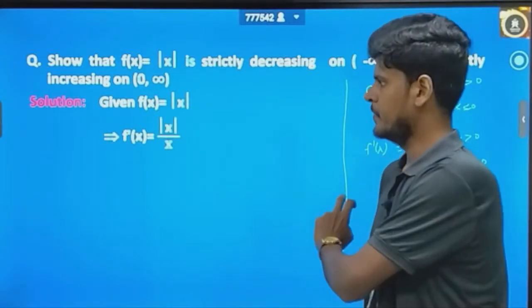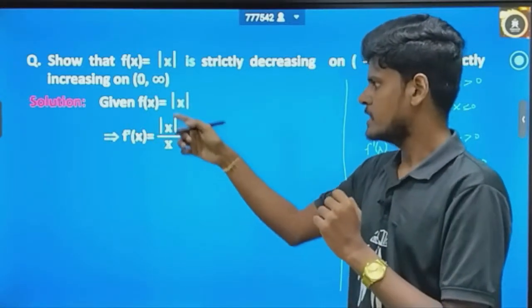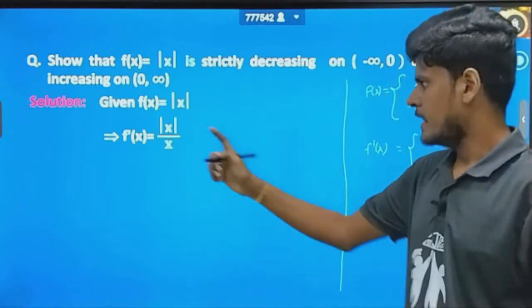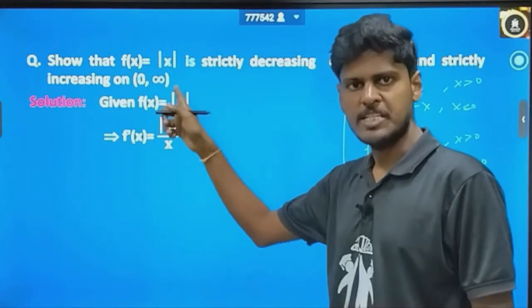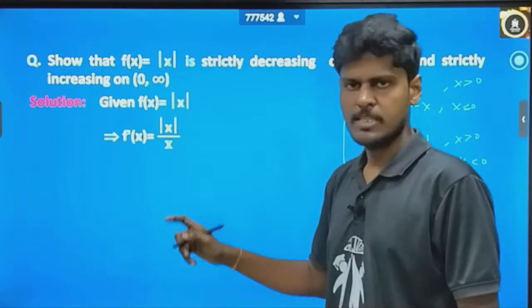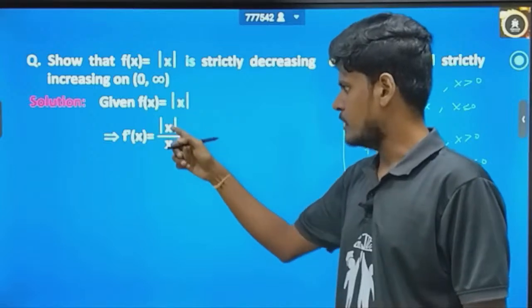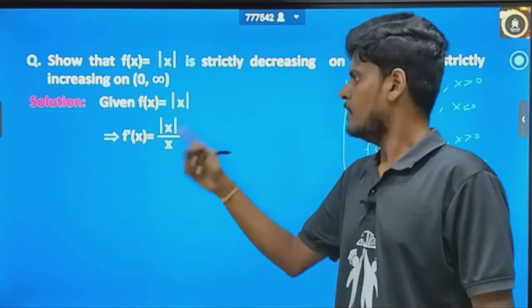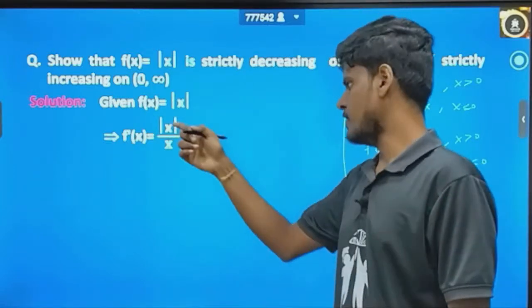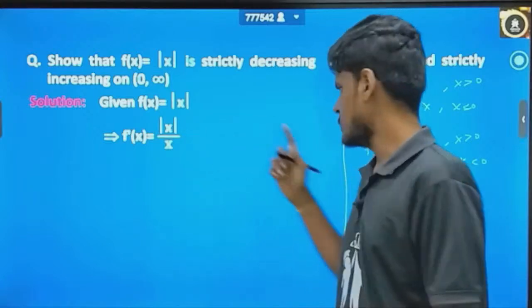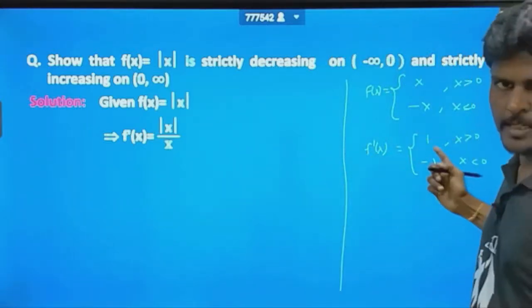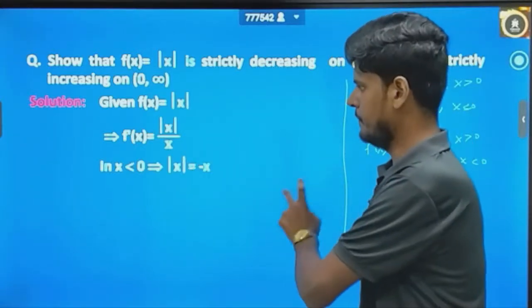Now we will see the solution. What is f dash of x? That is equal to mod x by x. And again we can write f dash of x as mod x by x. When x is positive, we will have x by x, that is 1. When x is negative, then we will have minus x by x, that is minus 1. That is what is written here. Easy, not clear?